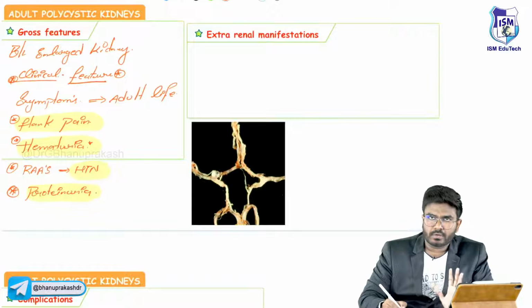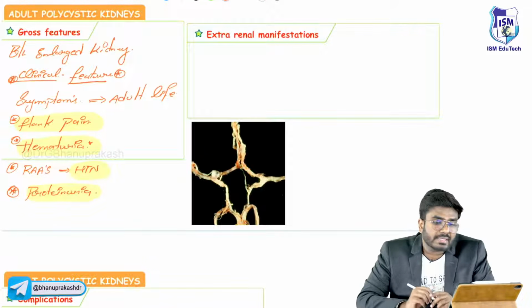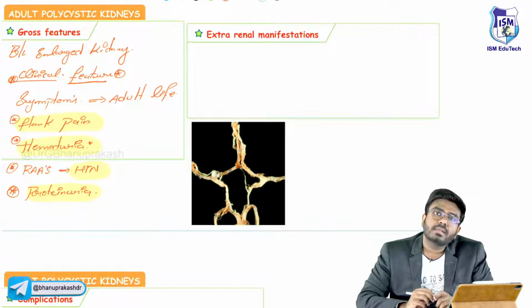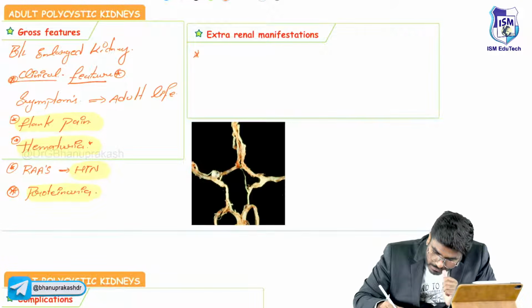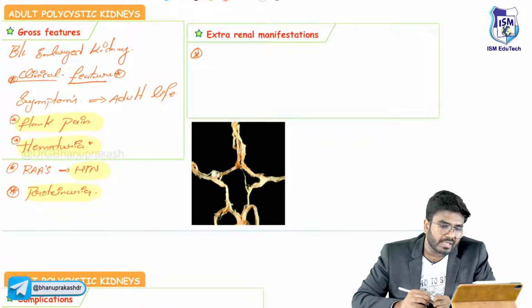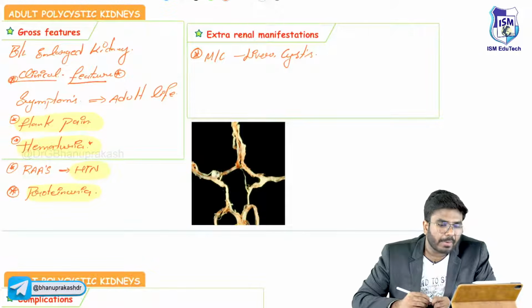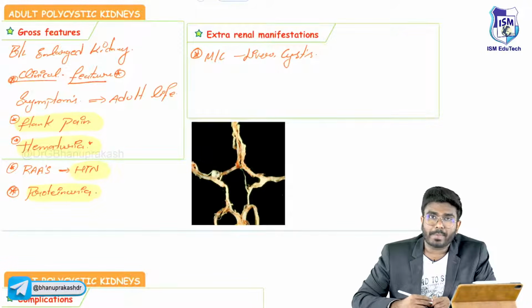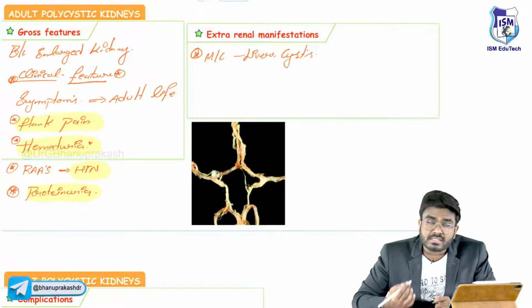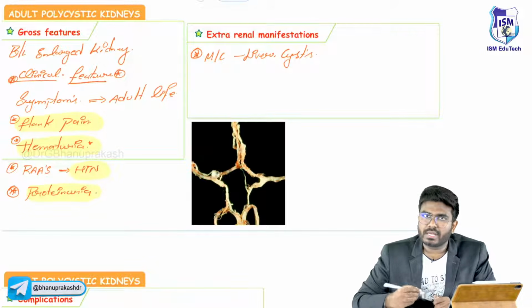Okay, kidneys are affected. Apart from kidneys, what else? The cysts are going to be seen in other organs also. Most commonly, the cysts are going to be seen in the liver. Apart from the liver, organs like pancreas and spleen, and lung cysts are also going to be seen, but rare.